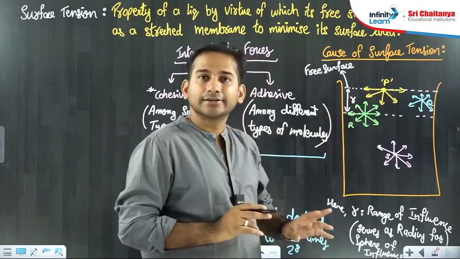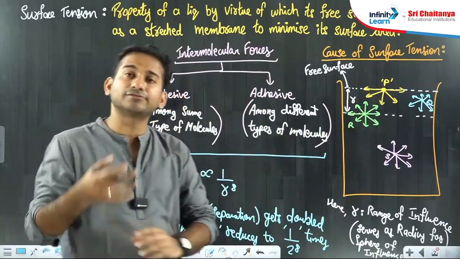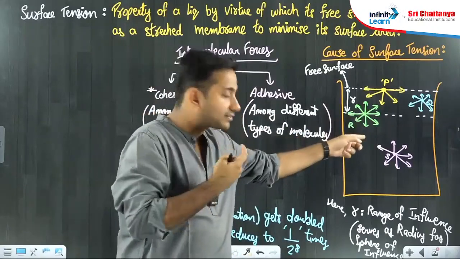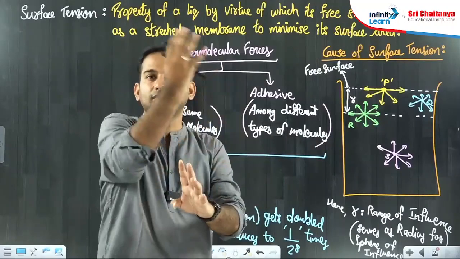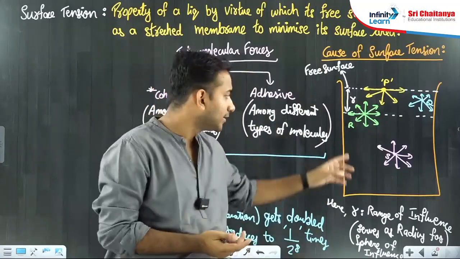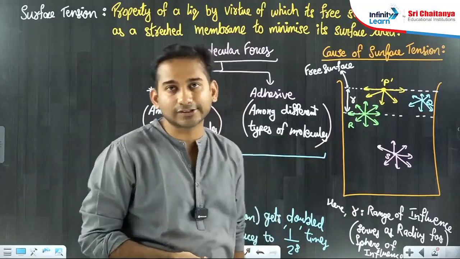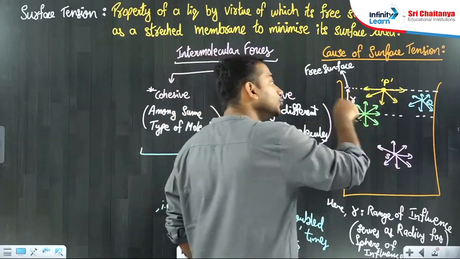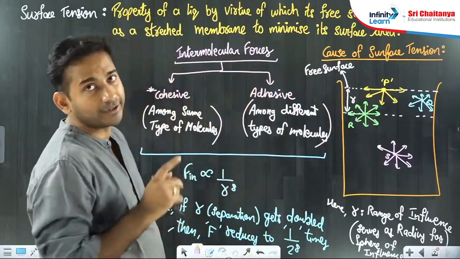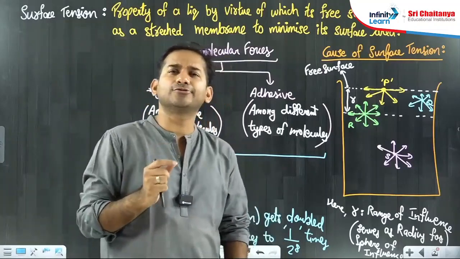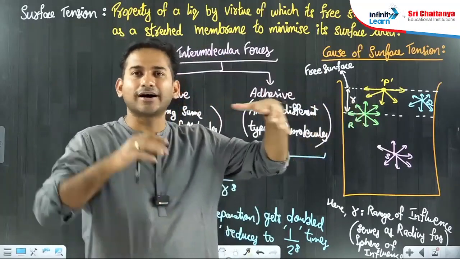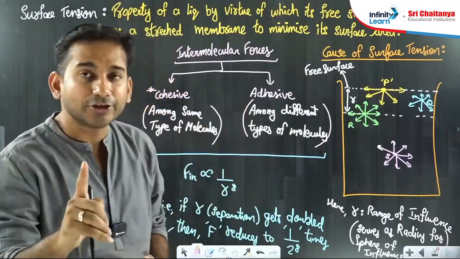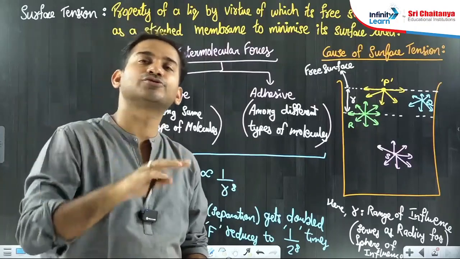But for molecules R and S, the net force experienced is going to be zero, because the force experienced down must be balanced by the force experienced upwards, or I can say towards the bulk, but the bulk is available in all the directions. Hence there is no net force experienced by the molecules R and S. There is some net force experienced by the molecule Q towards the bulk, but a huge net force experienced by the molecule P towards the bulk. As a result, we can conclude that all the surface molecules are going to experience a huge force towards the bulk.